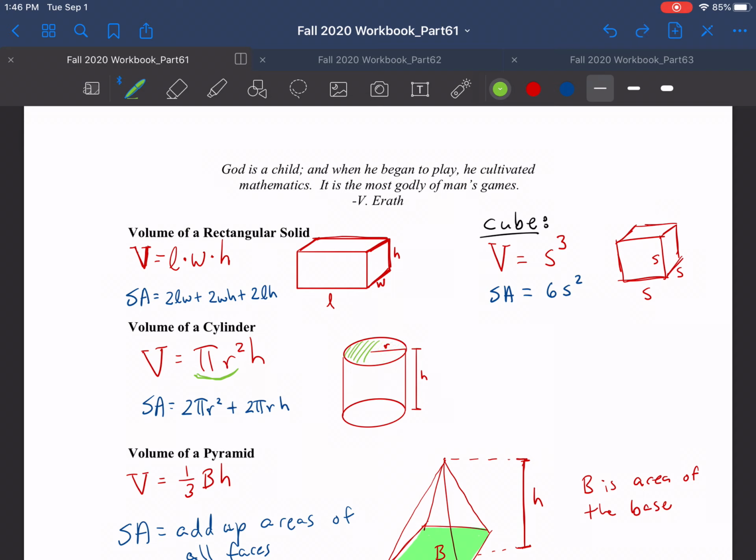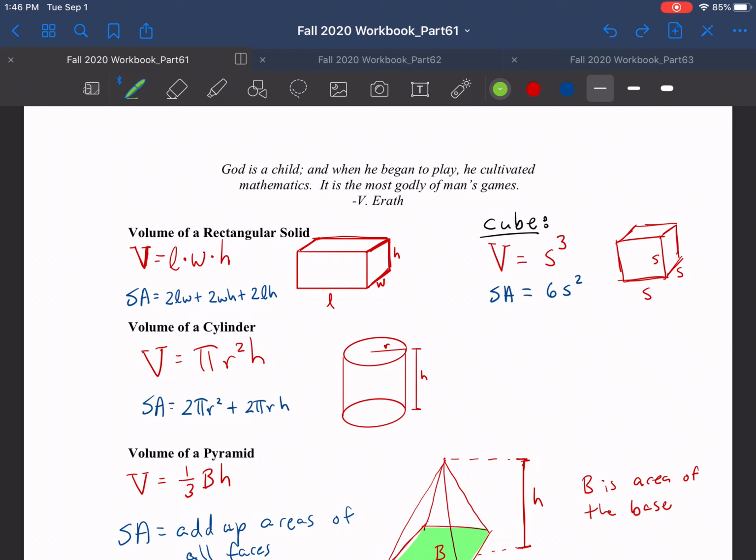So it's the area of one of the tops, just like with the rectangular solid, where we did the area of the base and then multiplied it up through the height. We're doing the area of either the base or the top, since the area of the base is the same as the top, and then multiplying it up through there to get that. Okay? And so that gives us our volume of a cylinder.